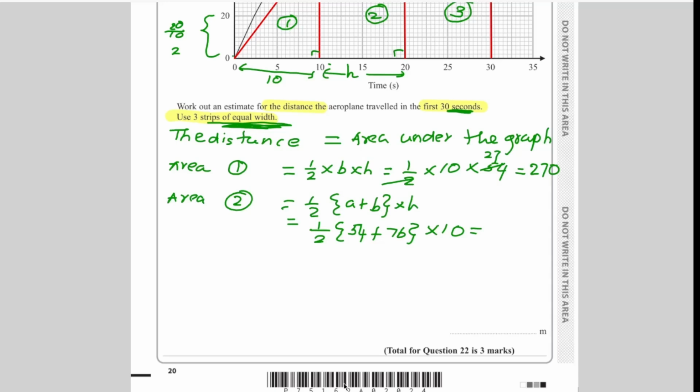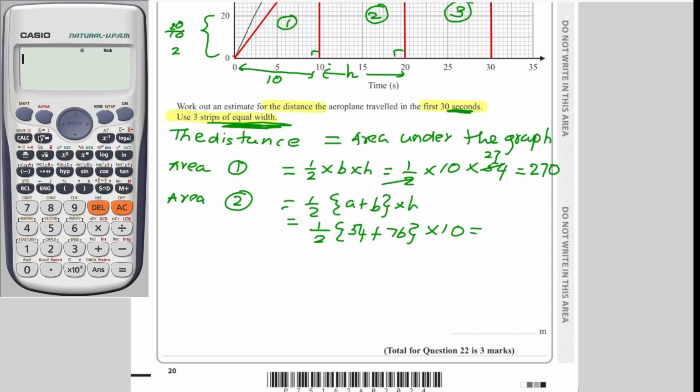So when we use the calculator for that, 0.5 into, use the bracket, 54 plus 76, close the bracket, into 10.